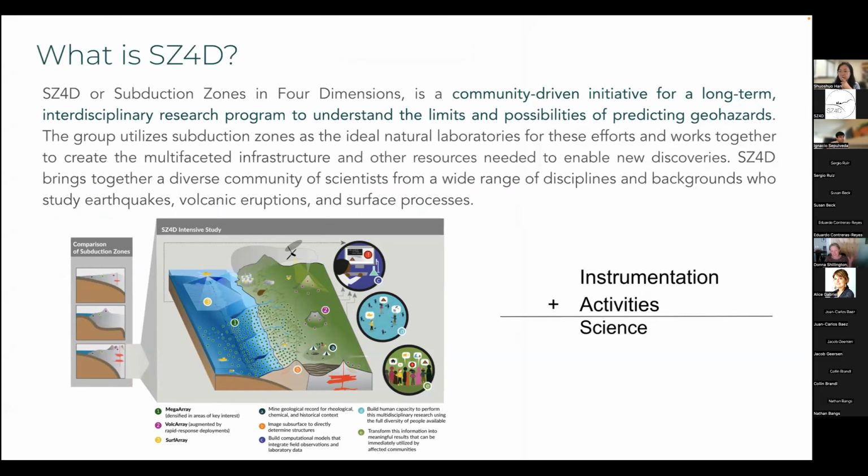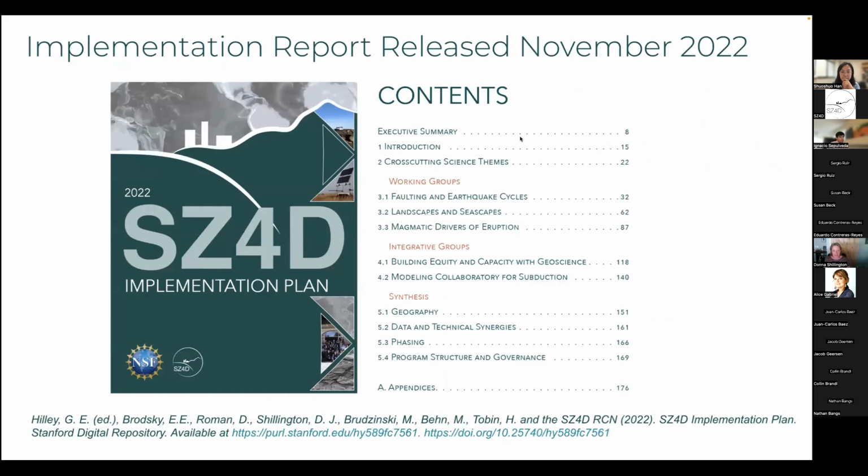As Shosho said, SZ4D is a community initiative to develop an ambitious new effort to study the science behind subduction zone hazards, and in particular to understand the limits and possibilities of predicting geohazards. If you want to know more, there was an implementation report released almost a year ago. It's beautiful and it's a full 176 pages, but there is an 8-page executive summary, and this will describe a lot of the things that I'm going to review in my brief remarks here.